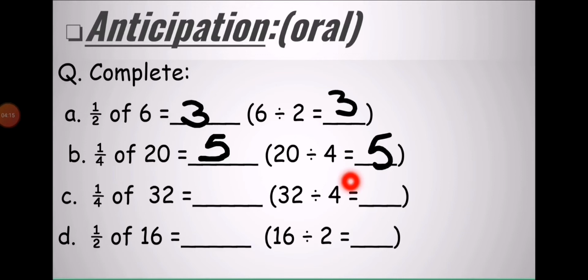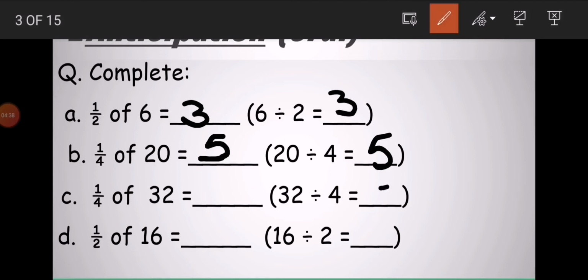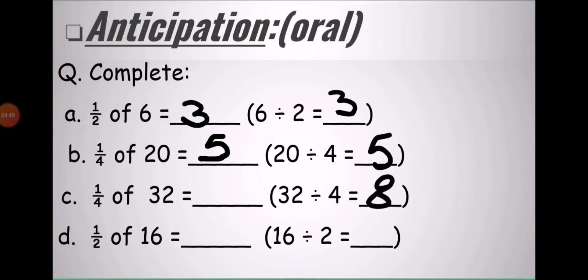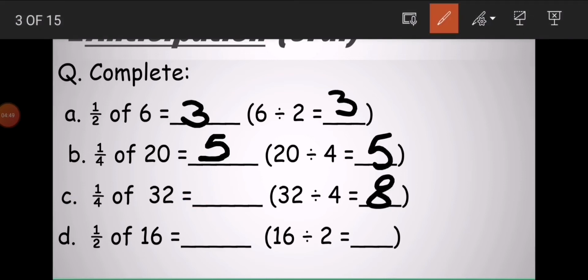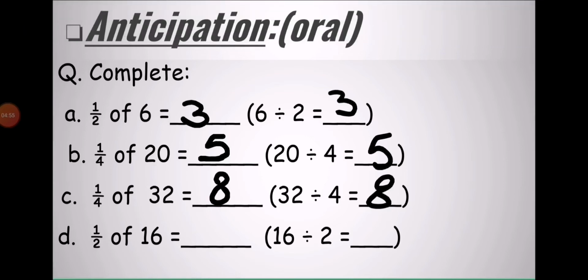So again we will read 4 times table for this. Read with me till we get the answer 32. 4 1 times 4, 4 2 times 8, 4 3 times 12, 4 4 times 16, 4 5 times 20, 4 6 times 24, 4 7 times 28, 4 8 times 32. Stop. When we read the table, we get 8. So when we divide 32 into 4 groups, each group has 8. So 1/4 of 32 is 8.